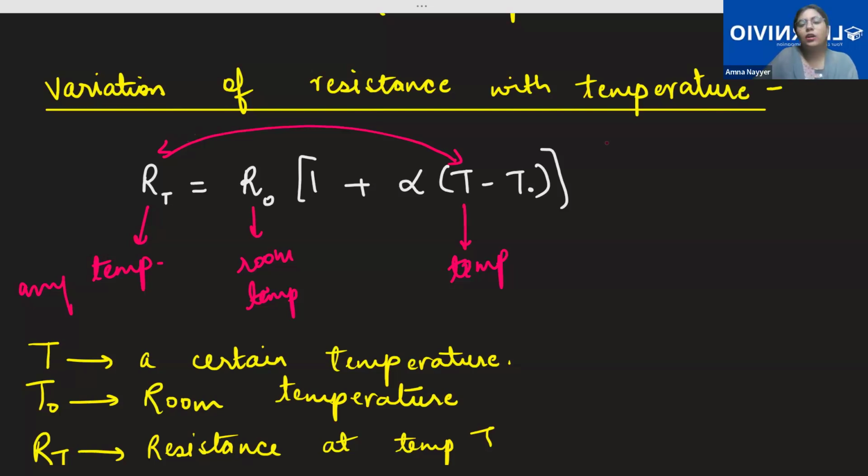Okay, and T naught is what? T naught is again this room temperature. So at this temperature, you will be getting the other resistance. Alpha is just the coefficient. Everything has been written below.